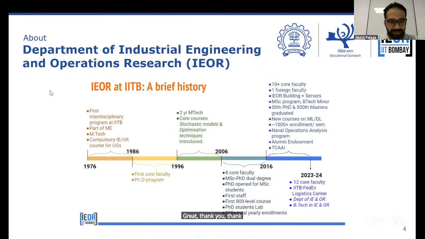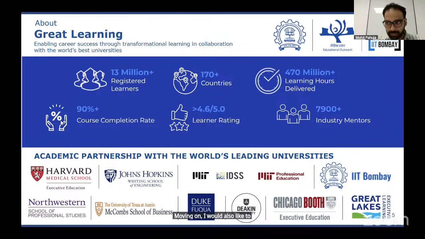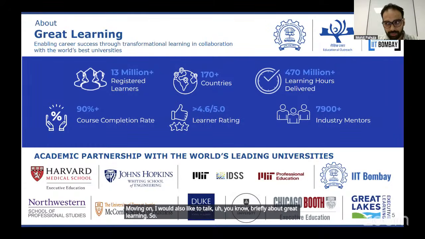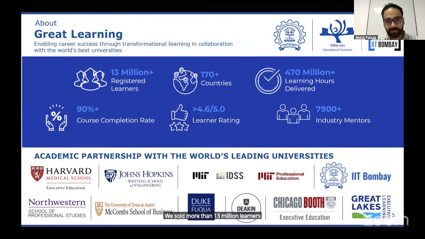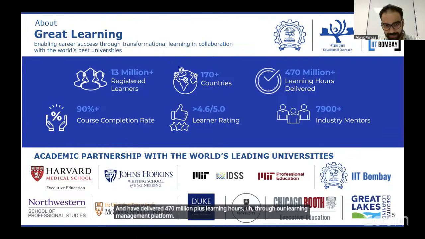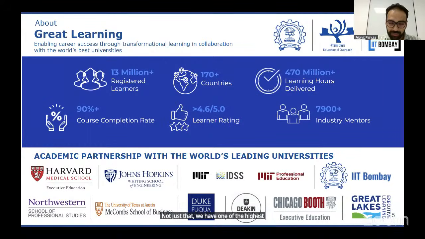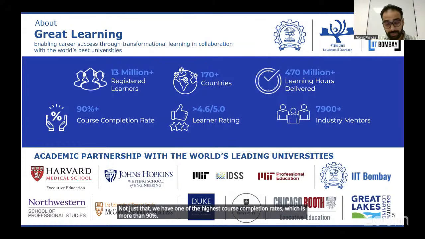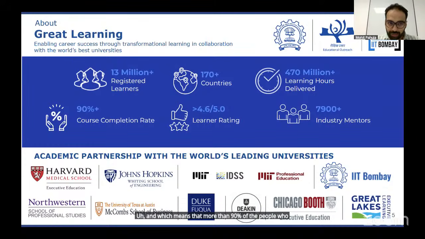Great. Thank you so much, Professor Priyank, for that quick overview. Moving on, I would also like to talk briefly about Great Learning. Great Learning is more than a decade old. We are one of the largest edtech companies in India and have touched the lives of many learners across the last 11 years of our existence. We have served more than 13 million learners so far across 170 plus countries and have delivered 470 million plus learning hours through our learning management platform. Not just that, we have one of the highest course completion rates, which is more than 90%, which means that more than 90% of the people who join our courses end up completing them.